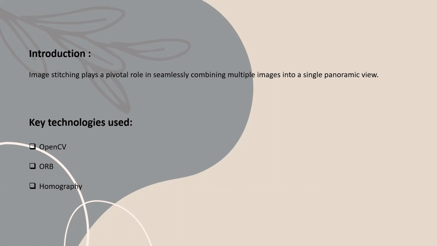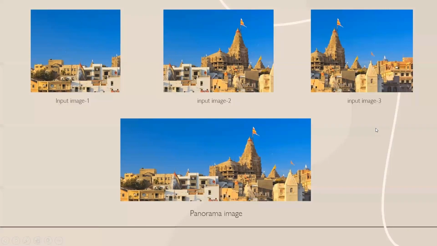There are key technologies used, which are OpenCV, ORB, and homography. We will see further in the methodology. Okay, now as you can see in the slides, there are three input images. Now we have to stitch them and make a panorama image.